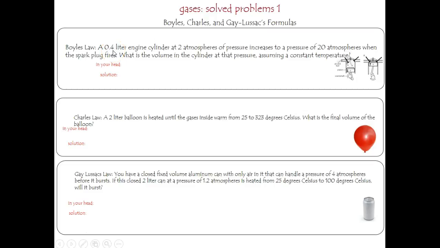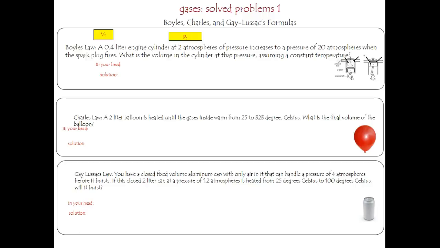Here are three solved gas law problems. In the first one, we have a 0.4 liter engine, so that must be our original volume. It's at 2 atmospheres of pressure. That's our original pressure. I recommend you solve these just like this. Put the identity of the units right near them so you don't have to fool around.